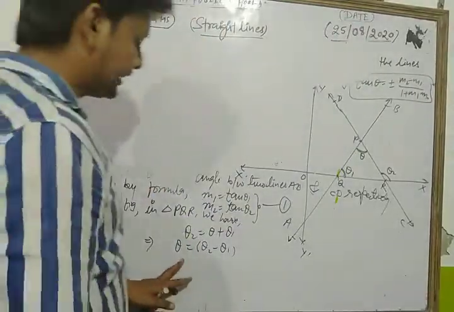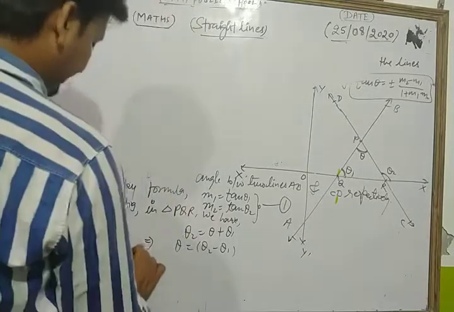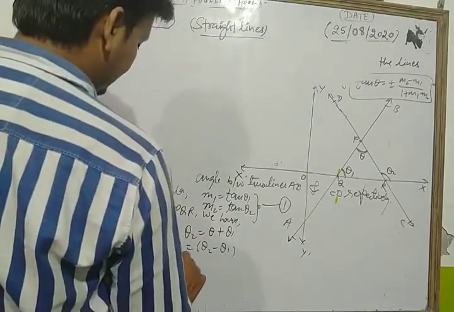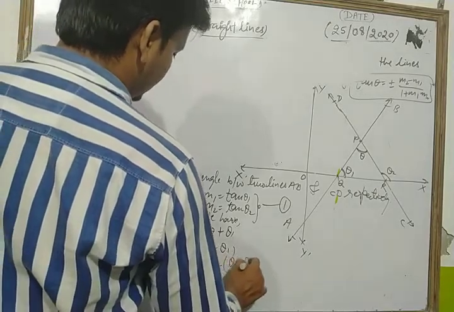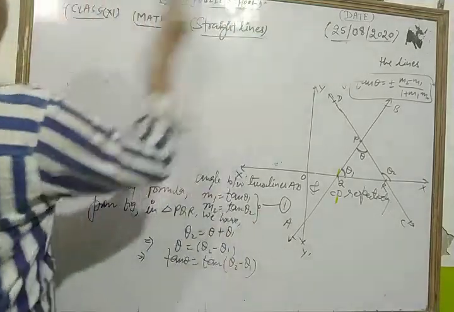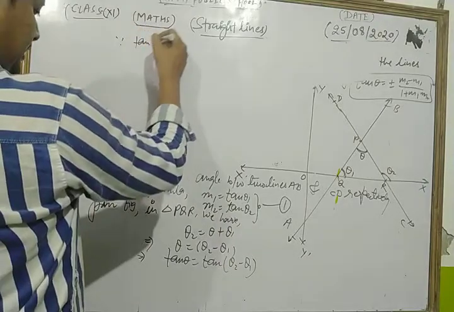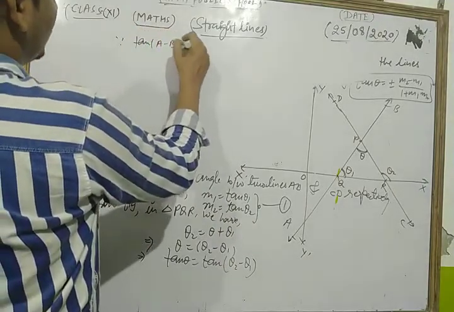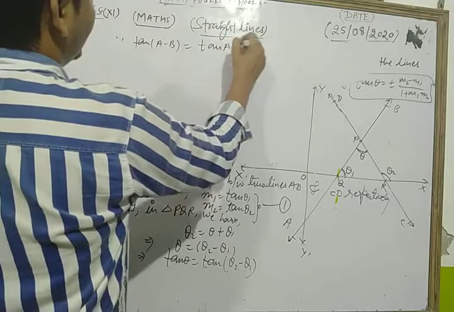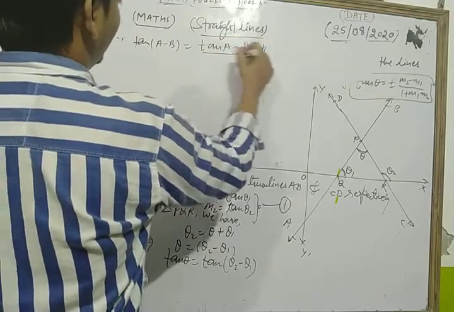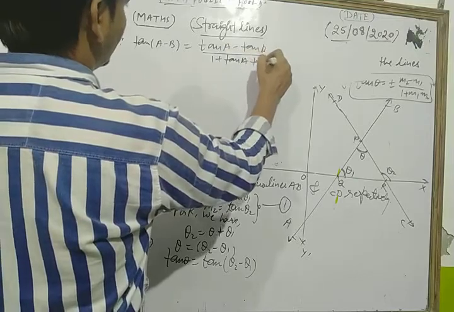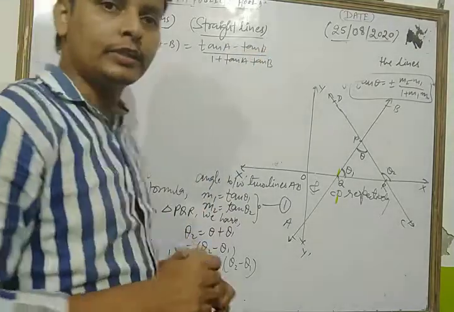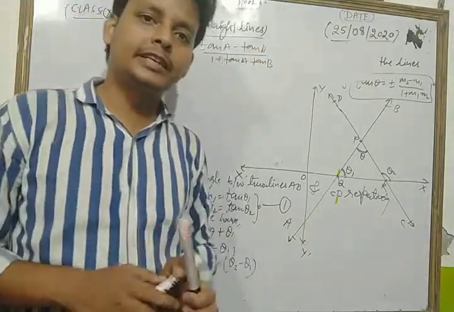Now dear student, taking tan on both sides, we get tan theta is equal to tan of theta 2 minus theta 1. You know the formula for tan of A minus B: tan A minus tan B upon 1 plus tan A into tan B.